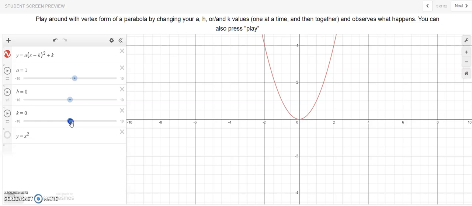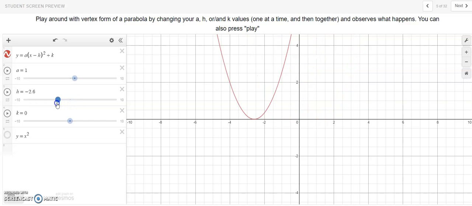So now I'm going to put it back to 0. Now I'm going to play with the H. When I slide the H, it makes it shift horizontally. Notice I'm not saying it's shifting on the Y. It won't always be on the Y, but it will always shift horizontally, left and right.